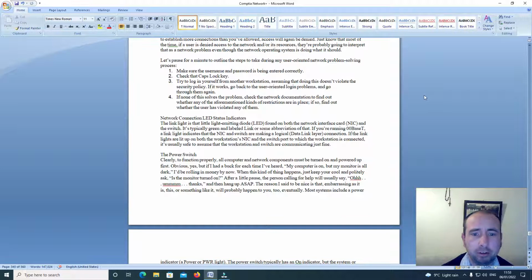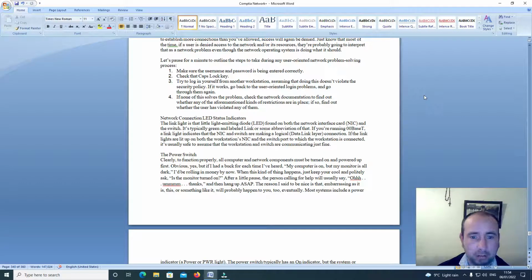Let's pause for a minute to outline the steps to take during any user-oriented network problem-solving process. Make sure that the username and password are being entered correctly. Check the Caps Lock key. Try to log in yourself from another workstation, assuming that this doesn't violate the security policy. If it works, go back to the user-oriented login problems and go through them again.